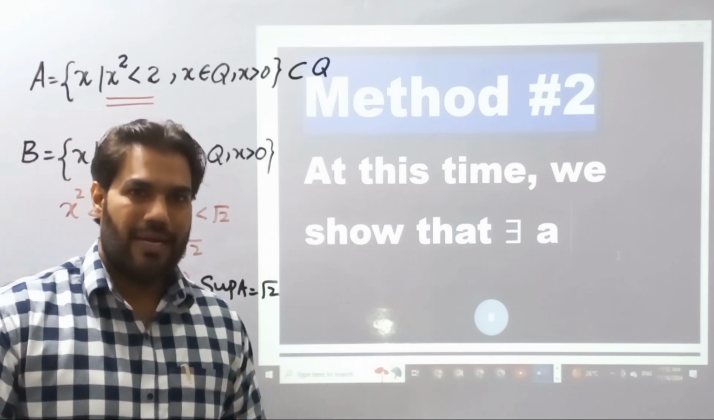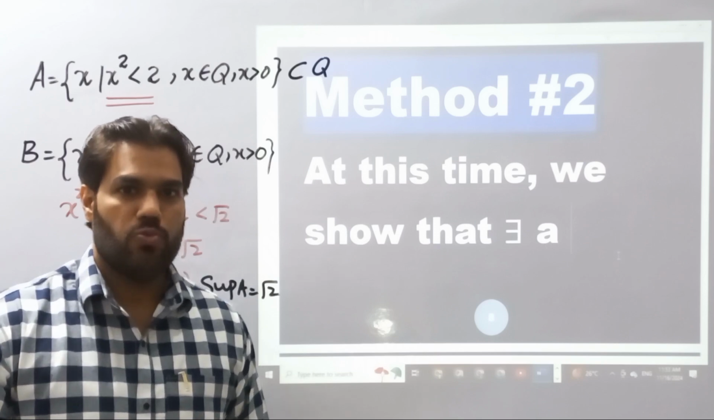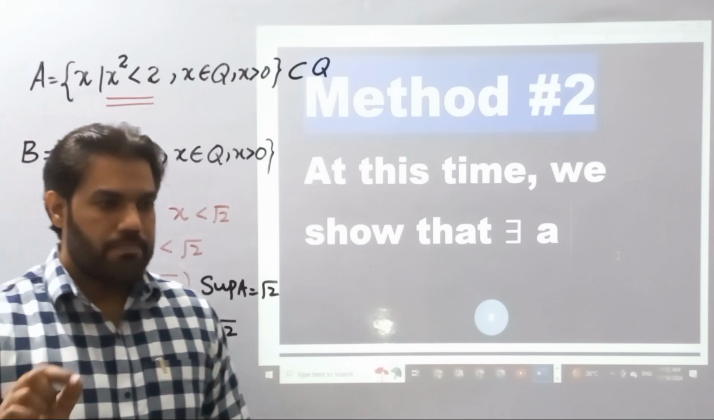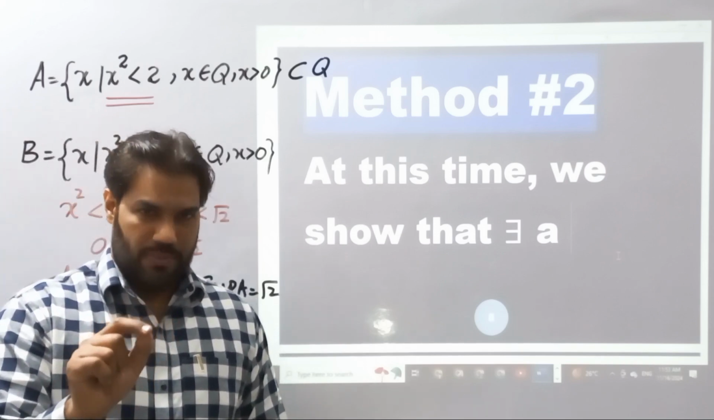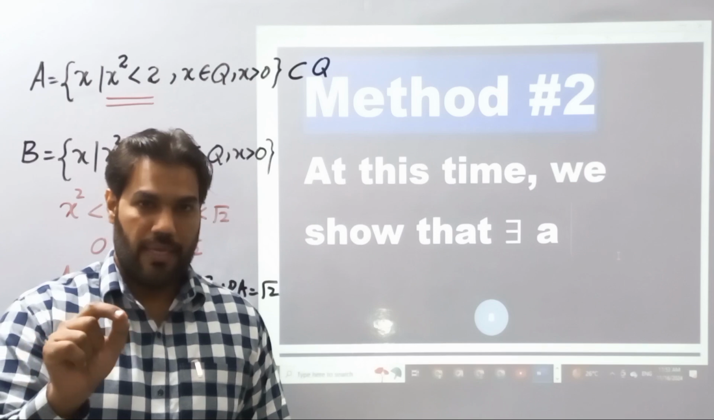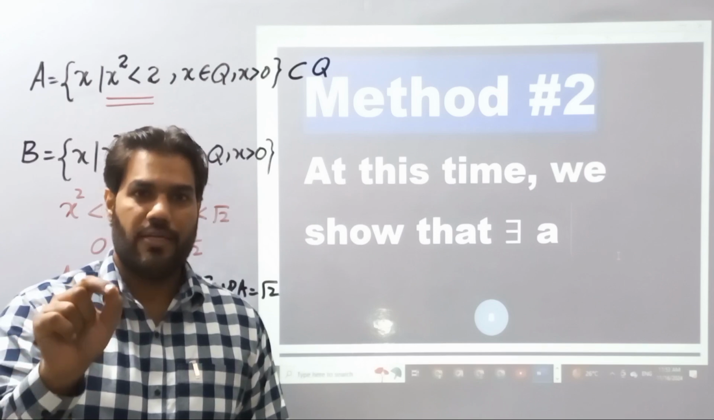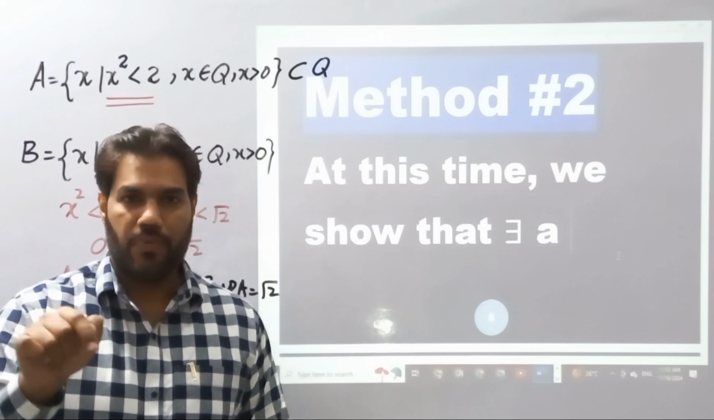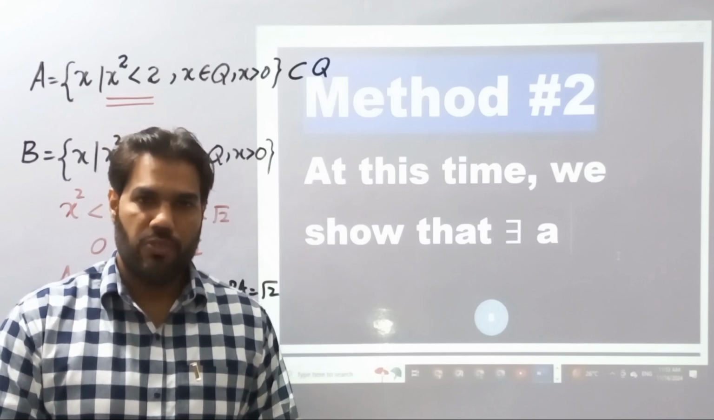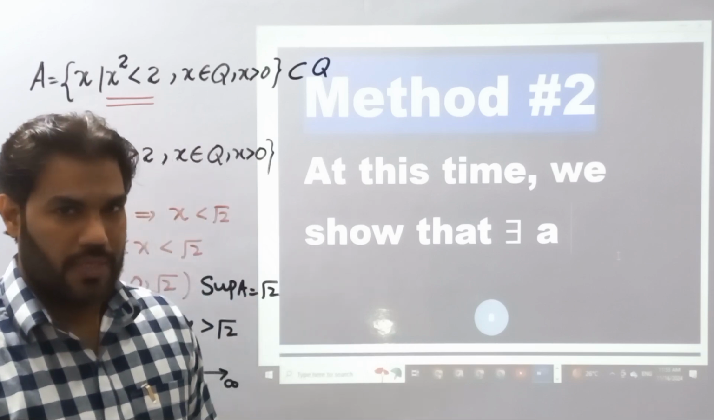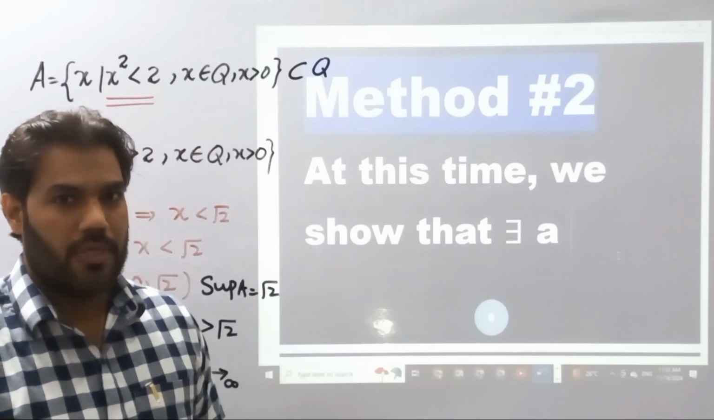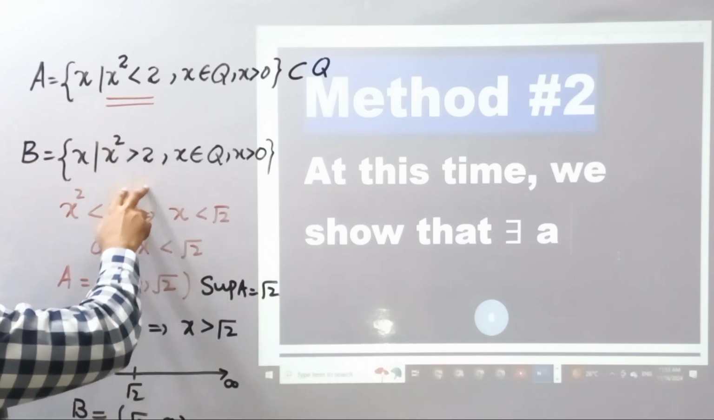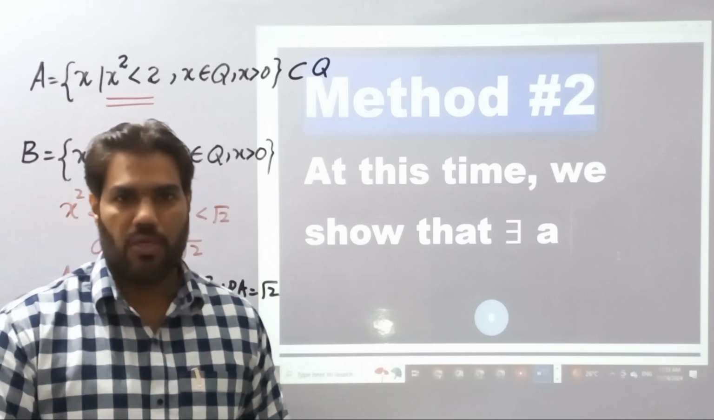So to prove that Q is not a complete ordered field, I will use the infimum property. The infimum property says that any subset of any ordered field that has a lower bound has its infimum belonging to that field. So if Q is not a complete ordered field, we will show that there exists a subset that is bounded below but has no infimum in that set. So simply we will show that B has no infimum in Q. This is our target to show.